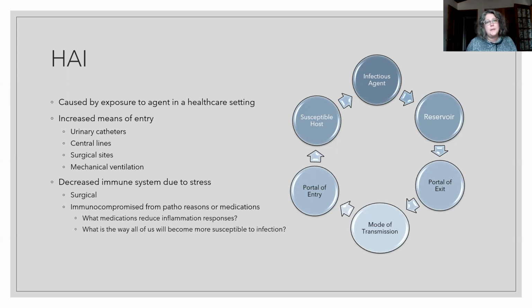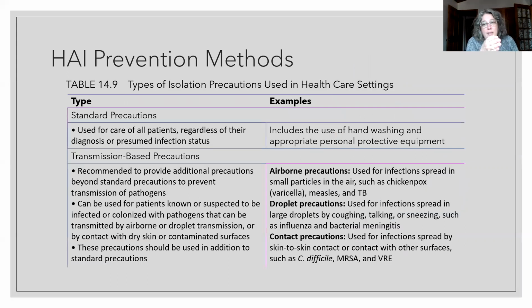So there are some different healthcare-associated infection prevention methods. First of all, there's standard precautions. Standard precautions are for all patients, regardless of diagnosis or presumed infection status. And they include hand washing or hand hygiene. So that's why you see hand sanitizer all over the place, whether it be ambulatory care or all of the different phases of care. There's hand sanitizer everywhere because that is a universal precaution so that we don't accidentally become the vector.